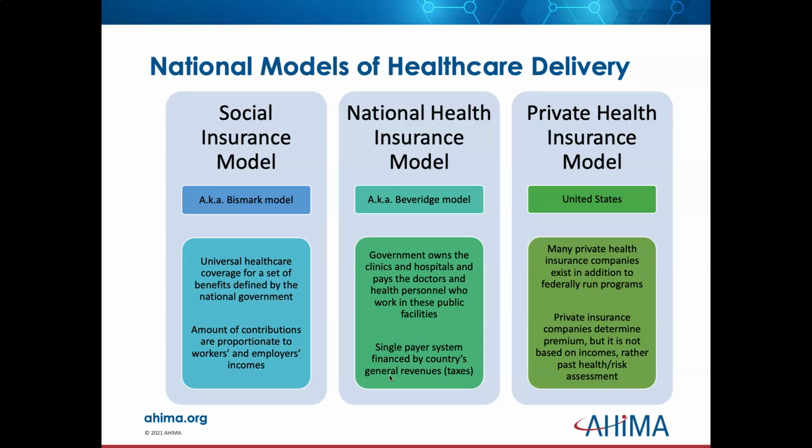National health insurance model is also known as the Beveridge model. This is where the government owns the clinics and hospitals and pays the doctors and health personnel who work in these public facilities. There's a single payer system financed by the country's general revenues, taxes. This is the kind of thing that you find in Great Britain, in the Netherlands, and several other countries around the world. I believe China is another one. Canada would be another one. So those types of things.